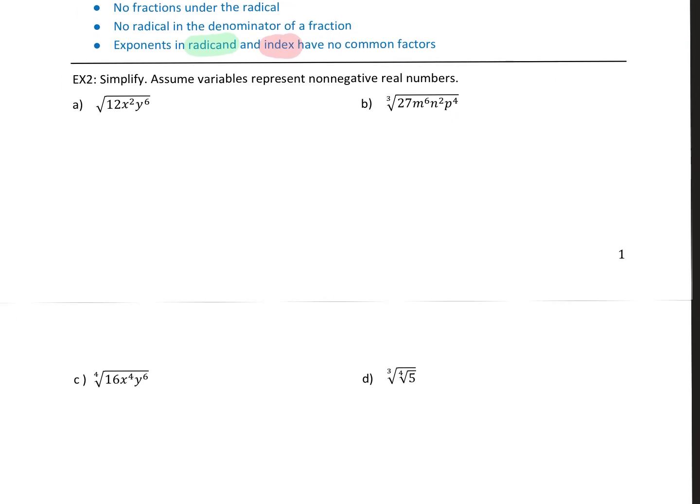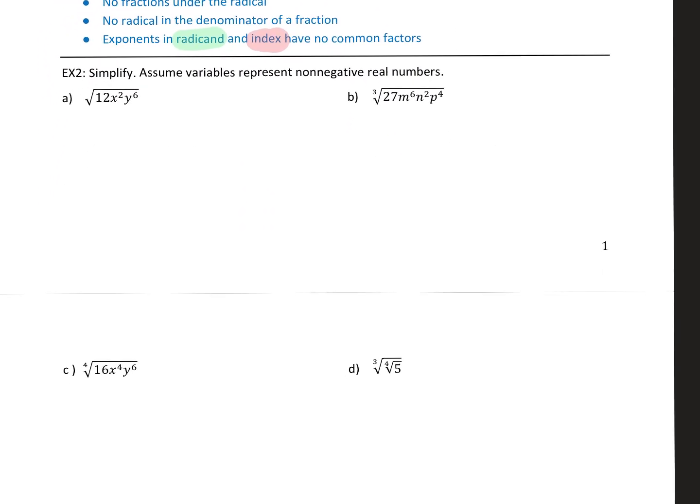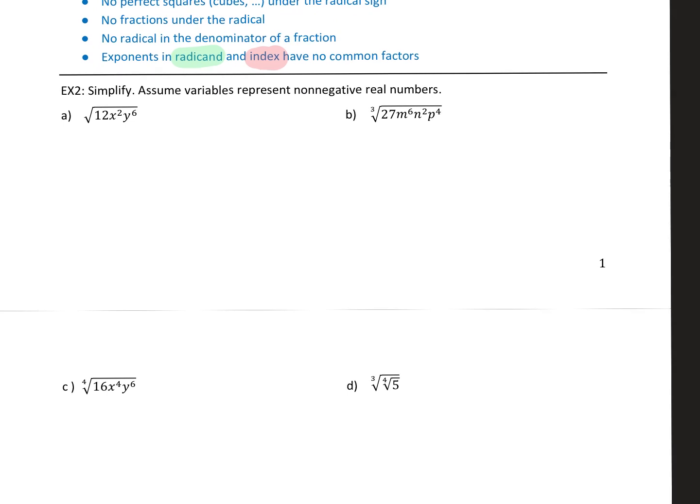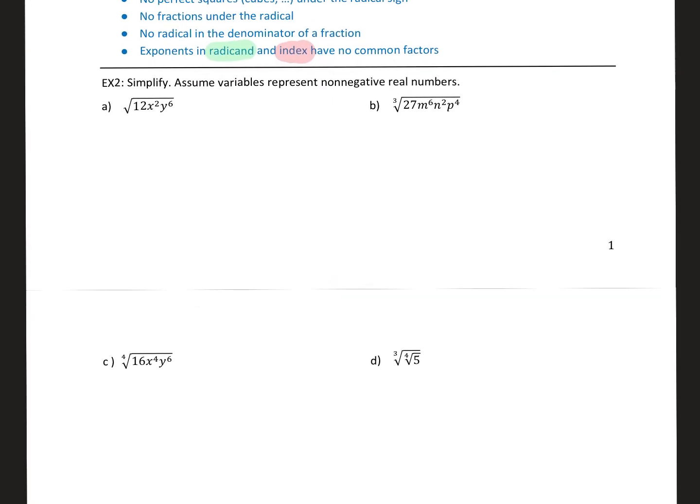So example 2, assume all variables represent non-negative real numbers. Before, on these two parts here, I didn't know if these were non-negative numbers, so I left the absolute values. But now, moving forward, I can assume that they're non-negative, so I don't really have to worry too much about those absolute values. Again, feel free to pause this video at any time to work on some of the problems by yourself, and then check in with me.